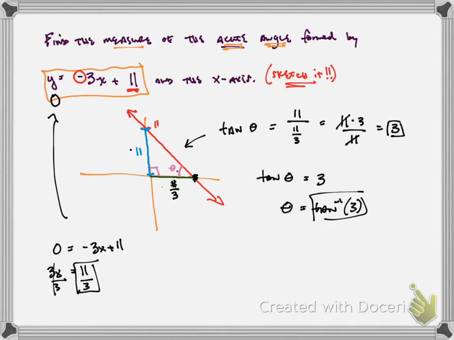That's exact, nothing's been rounded, and if you wanted to round, you could take the inverse tangent of 3, and I'm getting approximately 71.565 degrees. We're still in degree mode. We'll talk about radians soon. That's all I've got.